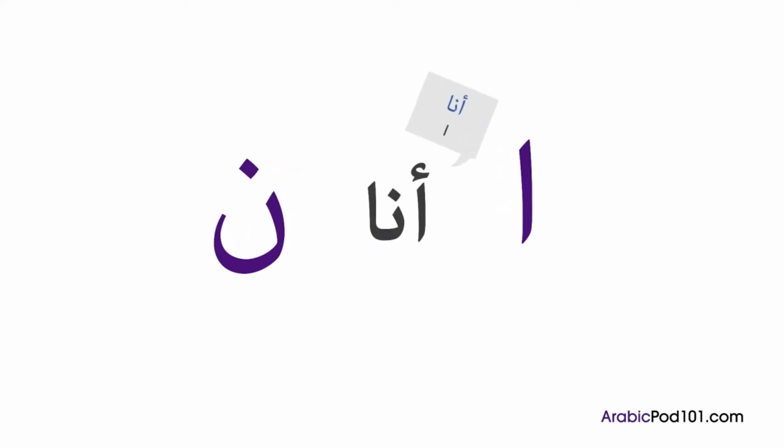In the first lesson, we learned alif and noon. They are the letters you need to form the word ana, meaning the pronoun I. First, we have alif. Here's the isolated form. And here's the final form. Alif only has 2 forms, as we've already explained before.